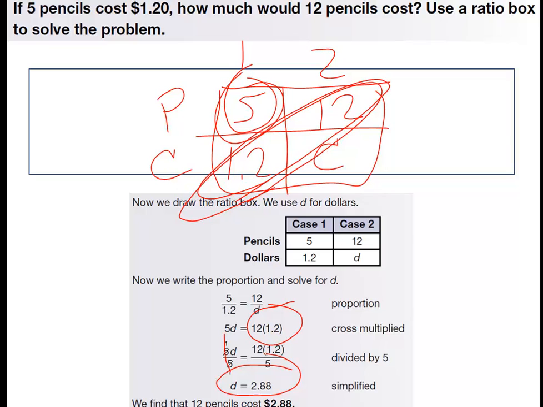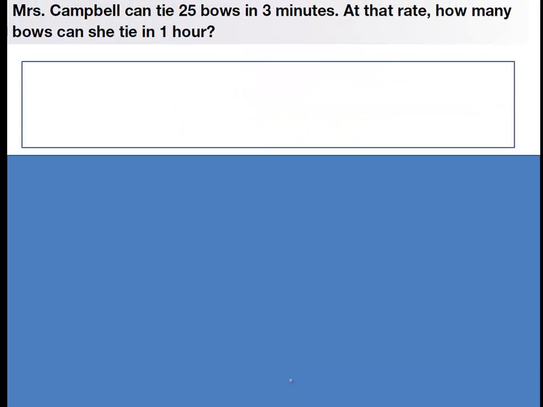And we can step back and see that that would make sense, because if 5 pencils cost $1.20, if we doubled that to 10, that would be $2.40. So would $2.88 be more than $2.40? Yes. And that makes sense because 12 pencils are more than 10. So we can readily look at that and see that our answer makes sense. Okay, see if you can set this one up on your own.